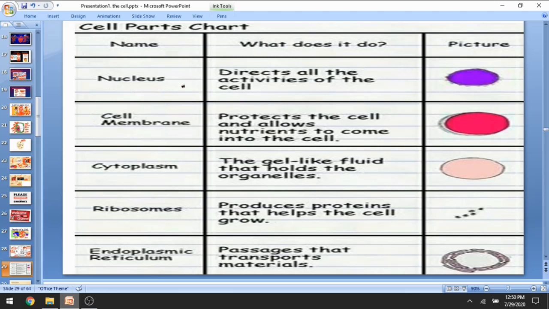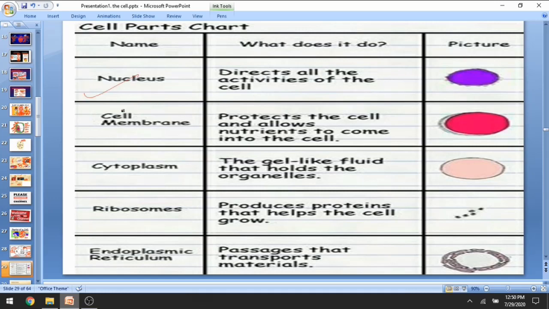Nucleus, that is a globular, oval dense structure, is the house of DNA, the genetic material. So what does it do in the cell? It directs all the activities of the cell.